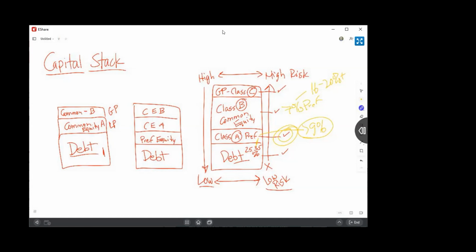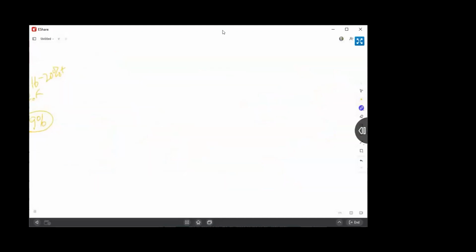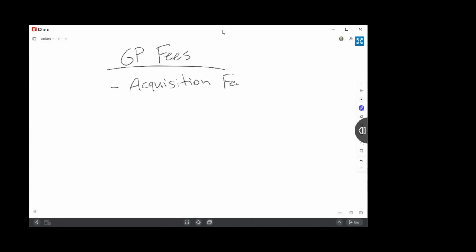All right, let's see, GP fees. Let's talk about GP fees real quick, and then I'll go over to answer some of these questions for everyone. Typically, you're going to have a couple of common fees. Obviously, when you close the deal, you're going to have what is called an acquisition fee. And instead of writing the word fee out every time, I'm just going to write out the words because I think you guys understand that I'm talking about fees. All right, so we have acquisition fee.